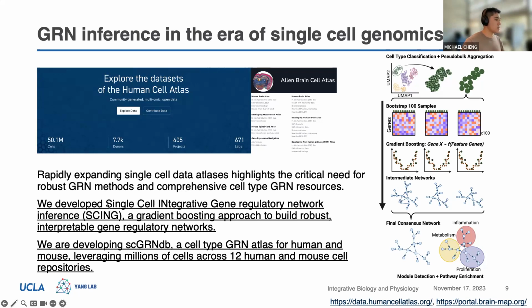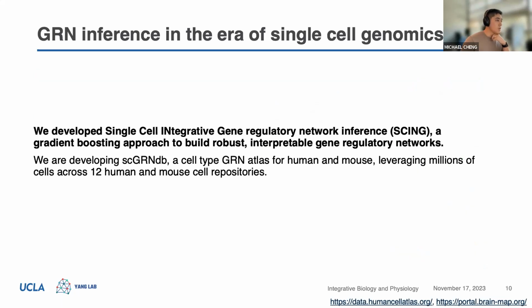So we developed a single cell gene regulatory network inference method called scGRN, which employs a gradient boosting approach and an unsupervised feature selection approach to build these robust gene regulatory networks. And with scGRN, we're also scaling this algorithm to many different publicly available single cell data atlases. And we're curating it into what we call scGRNdb, or single cell GRN database, which currently is a cell type GRN atlas for human and mouse across 12 atlas repositories. So first I'll talk about this method before getting into the application of it.